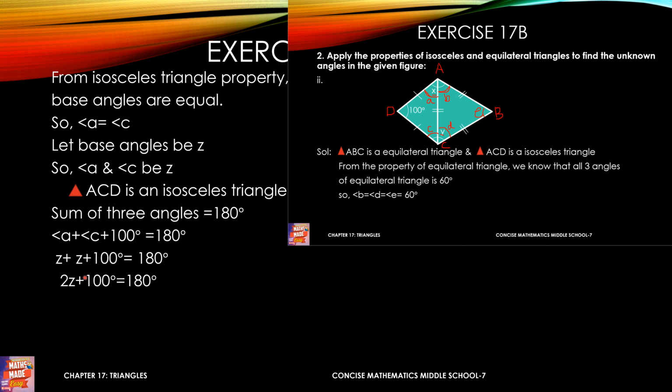So just replace this A and C with Z. So Z plus Z will be 2Z, plus 100 degrees is equal to 180 degrees. Now get this 100 to the other side. When it comes to the other side of the equal sign, it becomes minus. And here you need to find the value of Z, right? So you need to get this 2 also to the other side. So when you subtract both, you will get 80. And when you move this 2 to the other side, it becomes division.